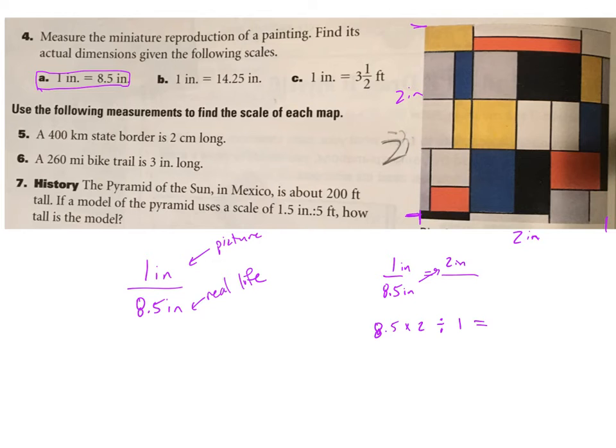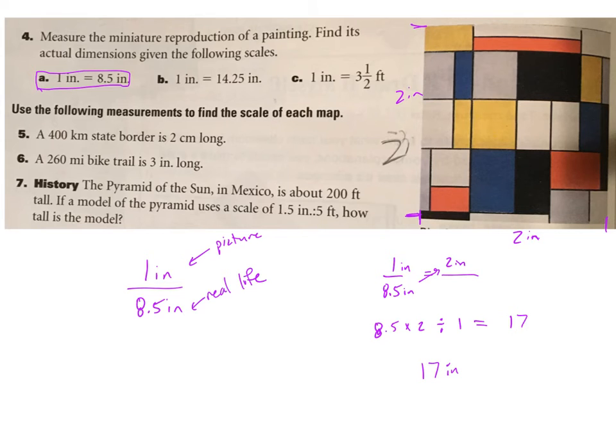And we know that whenever we divide by 1, we get the same number. So 8.5 times 2 is 17. And divide by 1 still gives us 17 there. So we would end up with 17 inches.